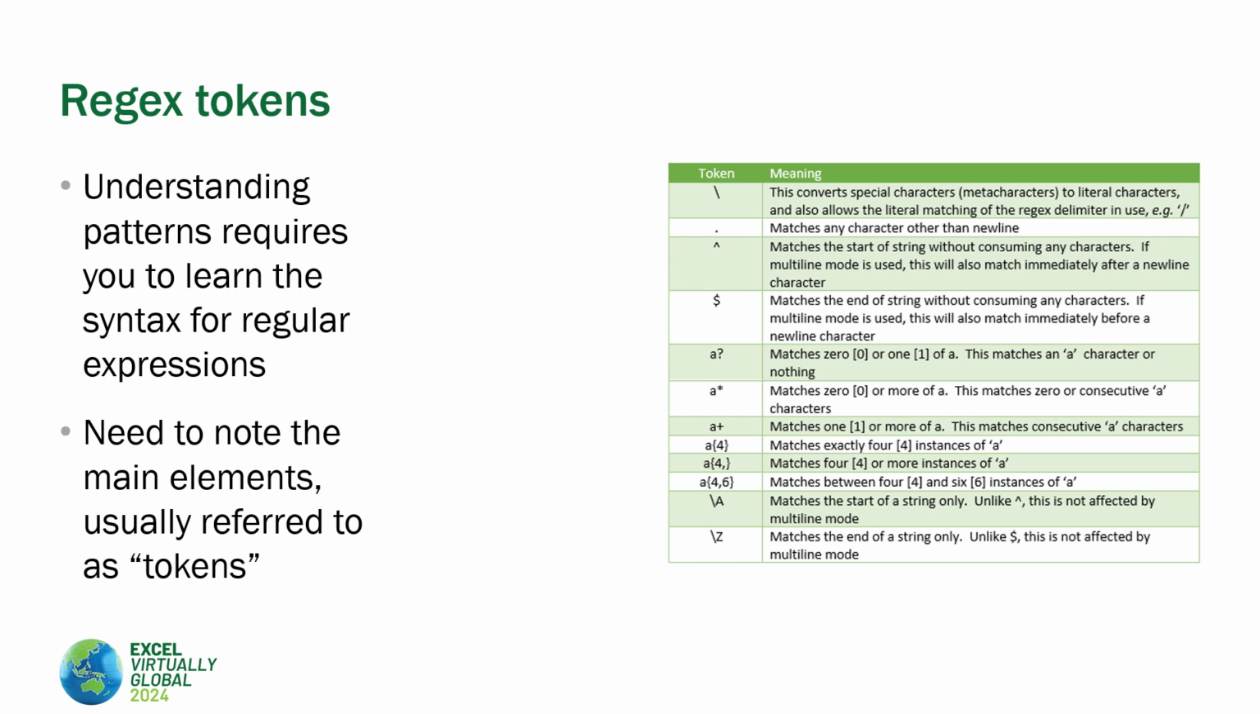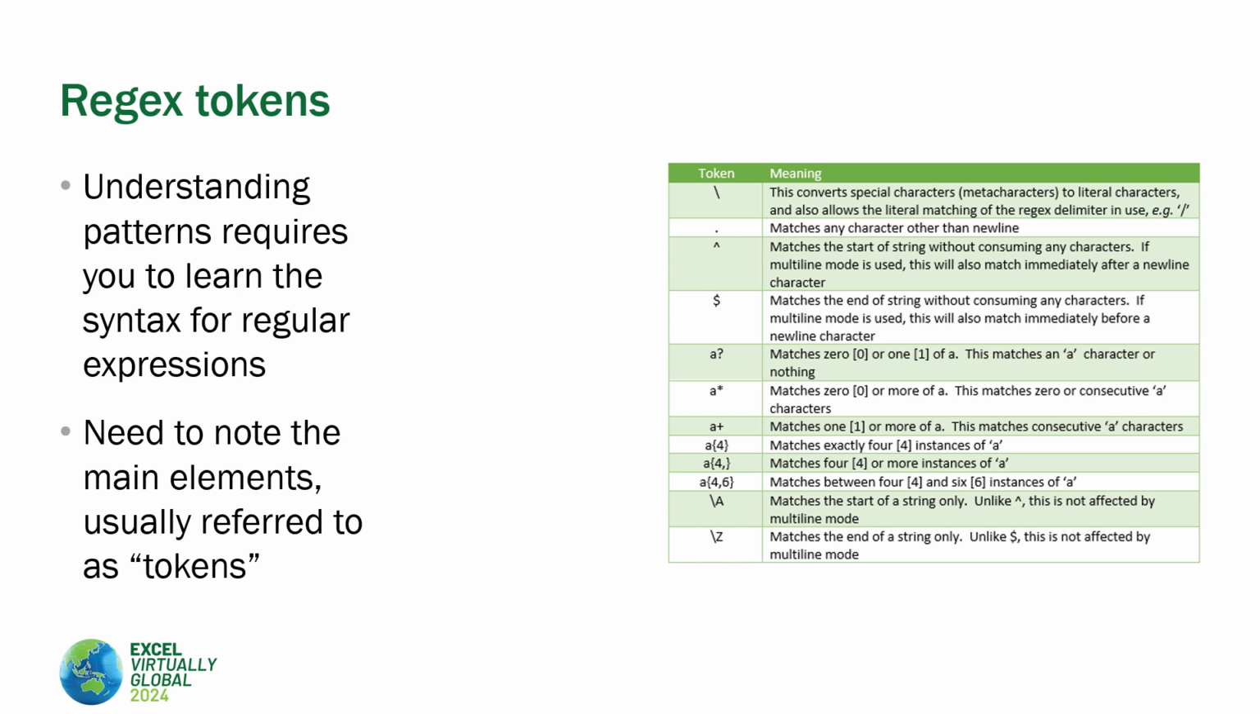So the second one in the table to the right there is a dot or a period, and that matches any character other than a new line, which is when you press a carriage return and go to the next line in the formula bar. The caret that you see, the third one in there, the little circumflex or the hat as it's sometimes known, matches the start of the string without consuming any characters. So if you've got a multi-line mode used, i.e. it's on more than one line, this will also match immediately after a new line character.